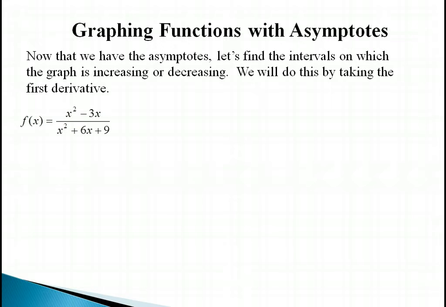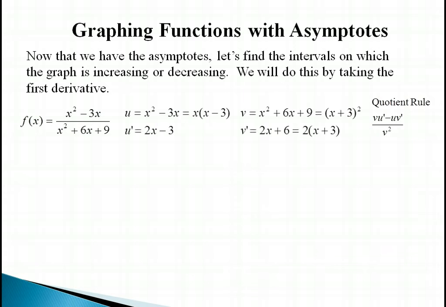Okay, now that we have the asymptotes, what we want to do is find the intervals on which the graph is increasing or decreasing. And we're going to do that by taking the first derivative. Since this is a quotient, we're going to use our quotient rule. U is going to be our numerator and V is our denominator.